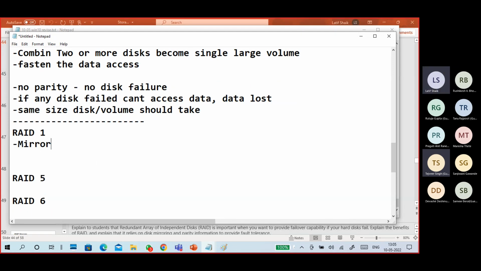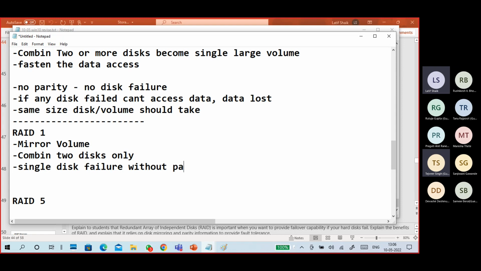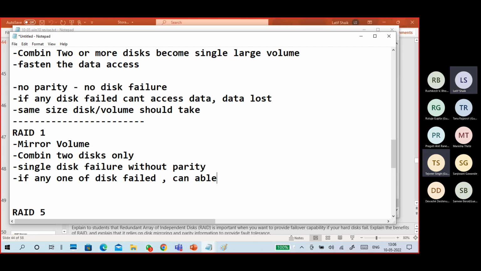RAID 1 is a mirror volume. It combines two disks only. It tolerates a single disk failure, without parity. Meaning, if any one of the disks fails, we are able to access data. No parity. Same size disks we have to take.